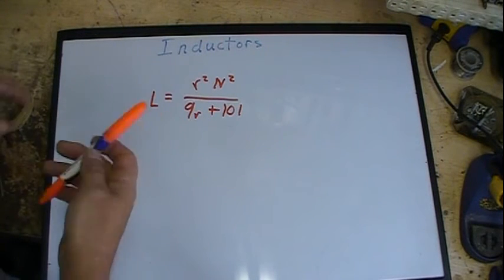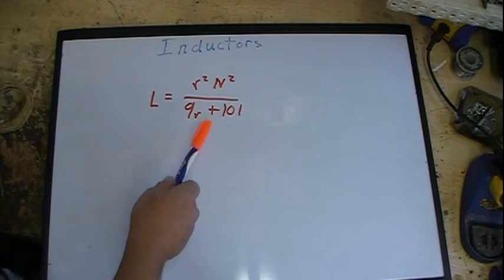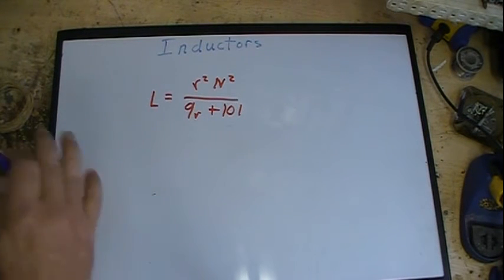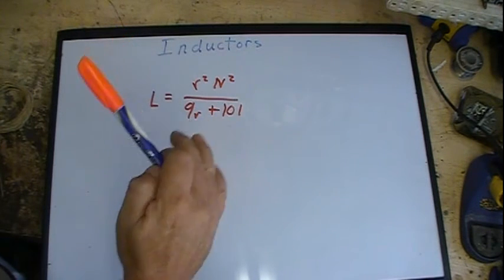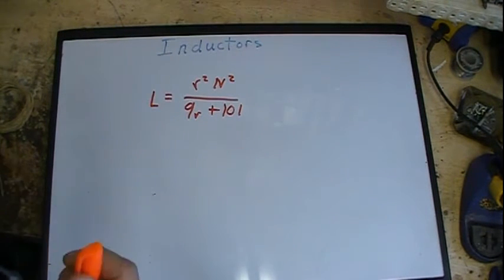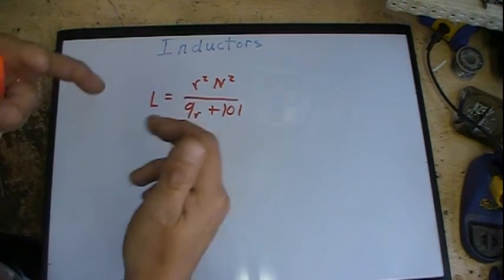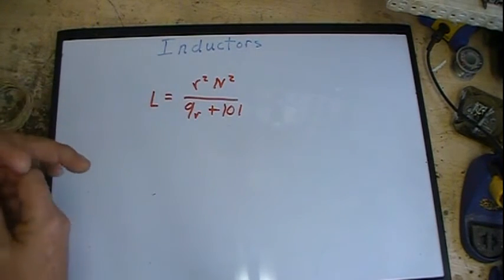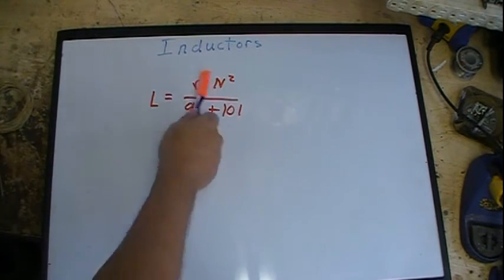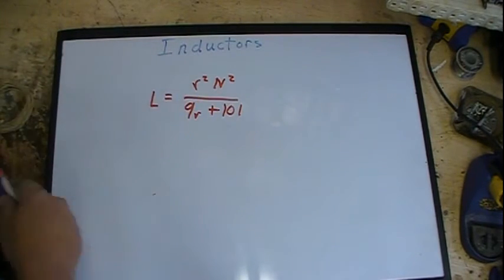That is for an air core coil or inductor with a single layer of winding, like you would see in some of your older TRF radios. Their coils are generally wound as one single layer on the coil form. So that's what this is for. And air just means that there's no iron core in it.